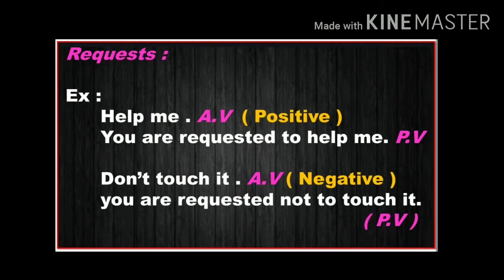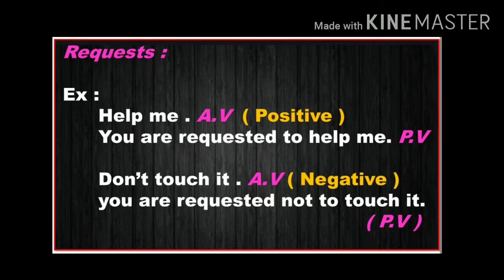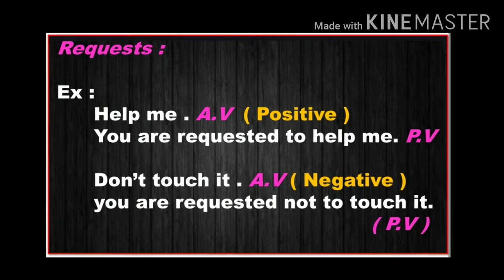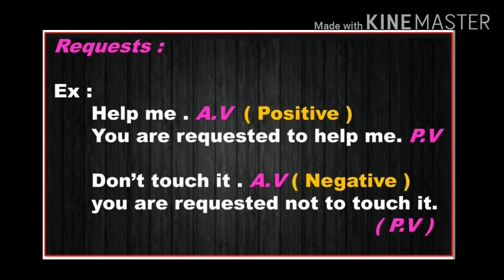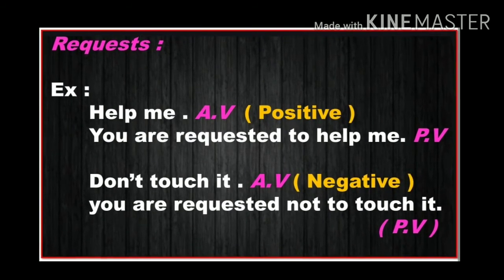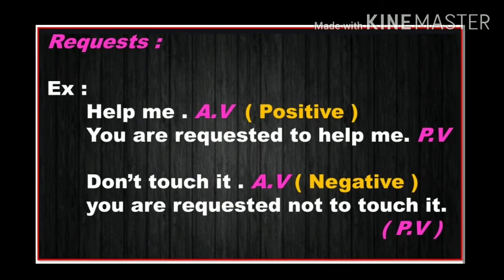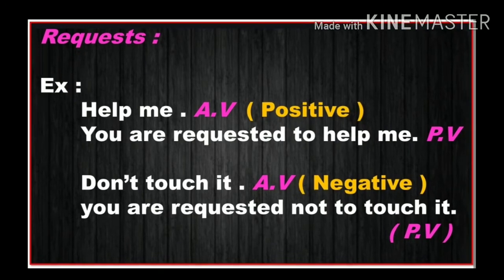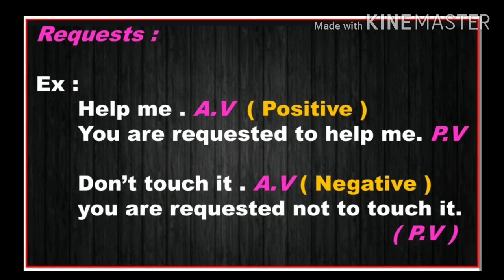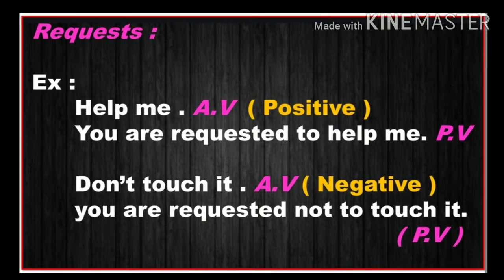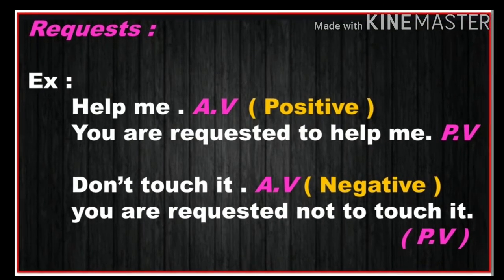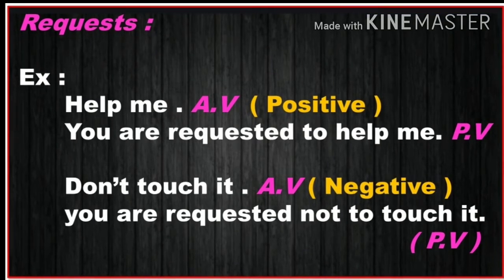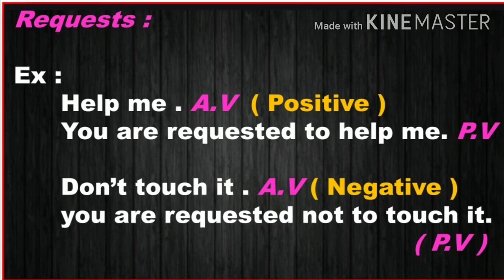Let's see the examples of requests in the positive and negative sentences. Look at the first one. Help me. That is in active voice. You are requested to help me. That is in the passive voice. See the negative sentence. Don't touch it. That is in active voice. You are requested not to touch it. That is in the passive voice. Please note the point here: we can begin the passive sentence with you if we want to put emphasis on the person addressed.